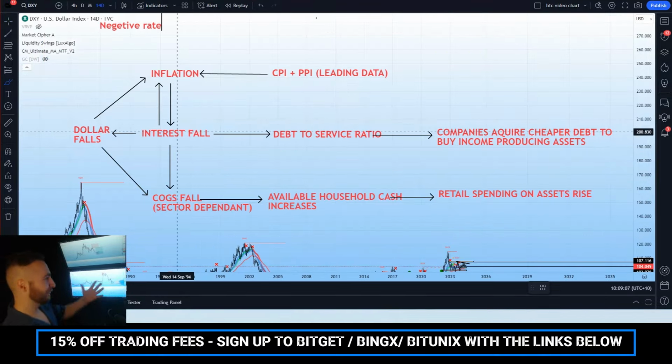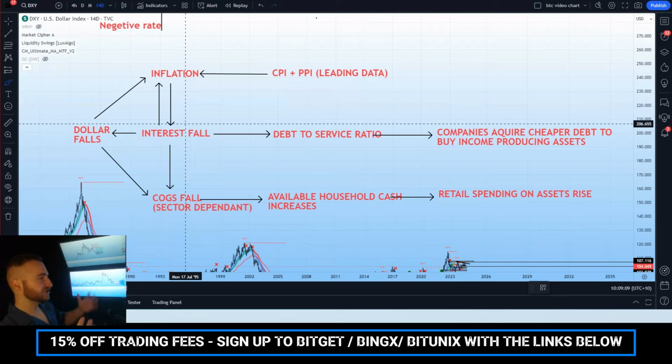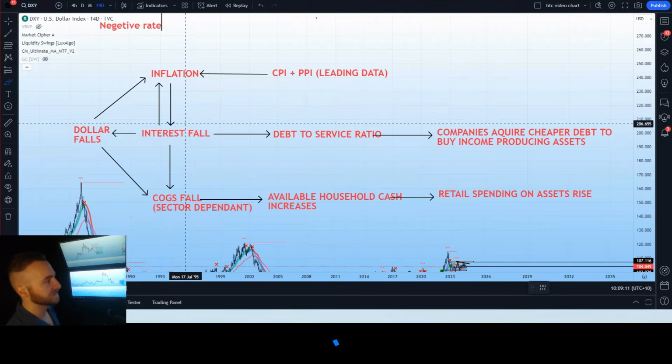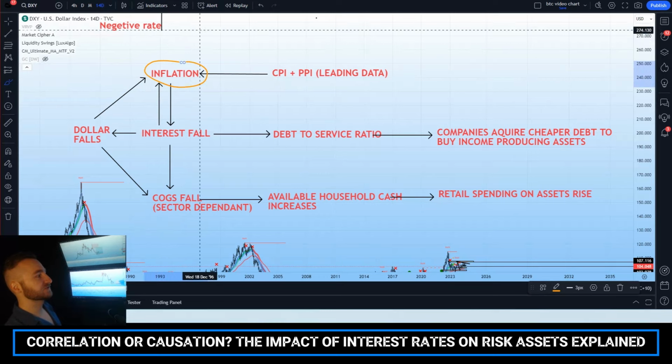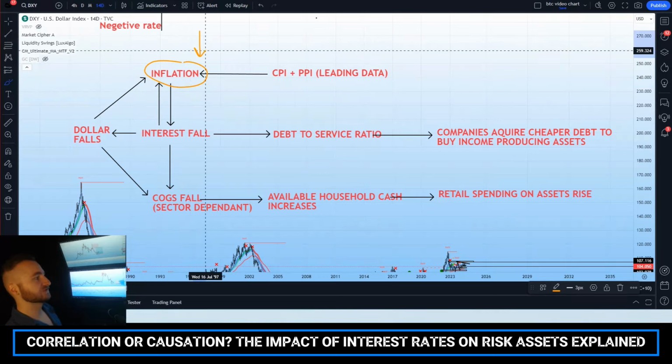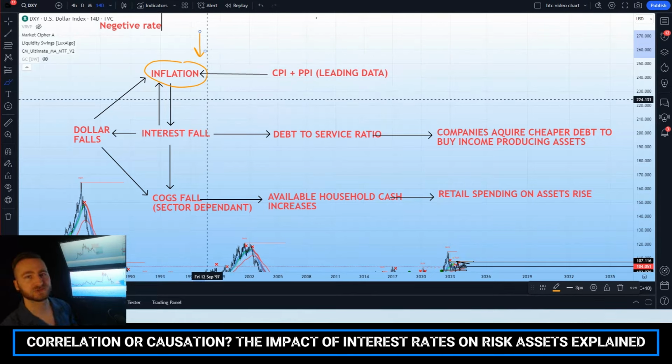Interest rates, inflation, debt to service ratios, bunch of terms we're going to be using. We'll explain them as we go. As we know, as inflation starts to drop as a consequence of increased interest rates, we eventually get to a point where interest rates can start to fall. We can start to ease interest rates, and that is what the Federal Reserve has been discussing. And we're going to go over this very, very briefly. I can speak for hours about this. We're going to go quite quickly.